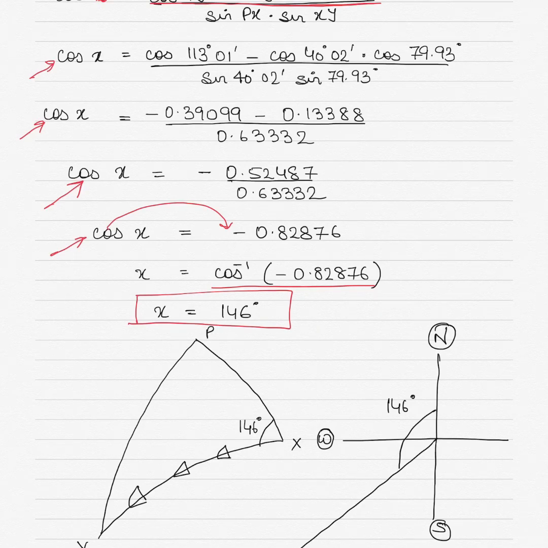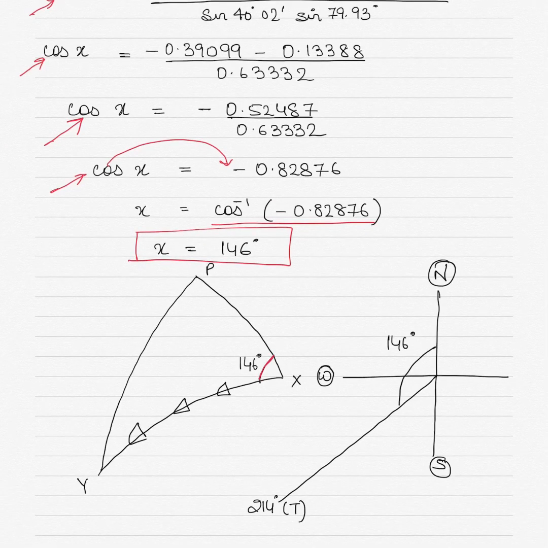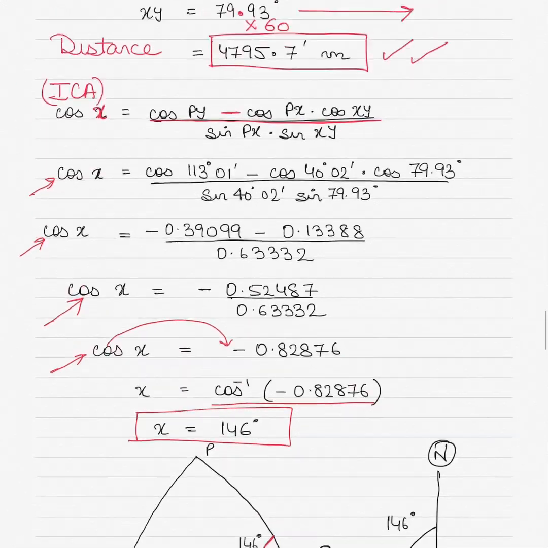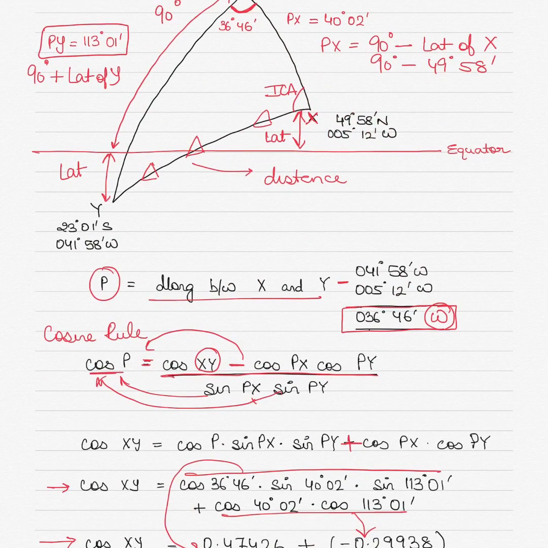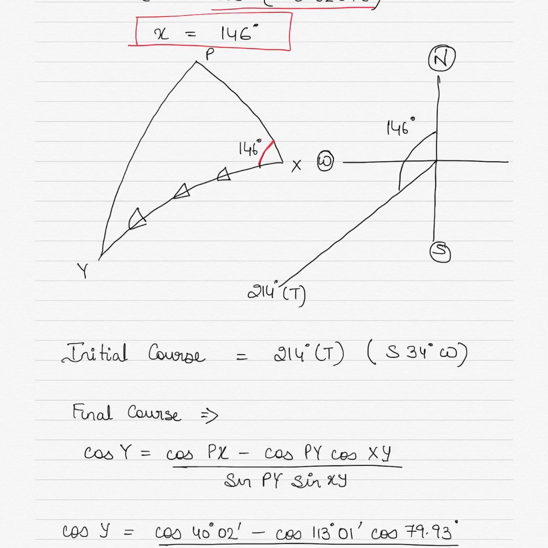Now this is not the final value of the initial course angle. This is just the angle value that you have found as 146 degrees, but your initial course angle will be measured from the pole. So if I go back here, I should not be calling this the initial course angle. The initial course angle will be measured from the pole in a clockwise direction, right? So if I have got x as 146, that means this angle is 146, but that's not my course.